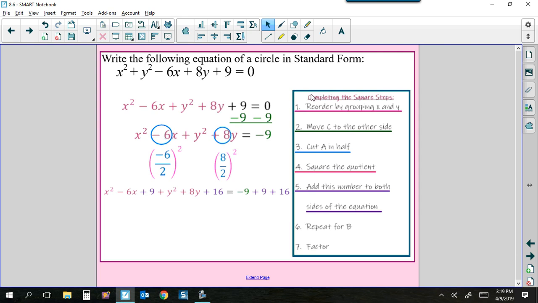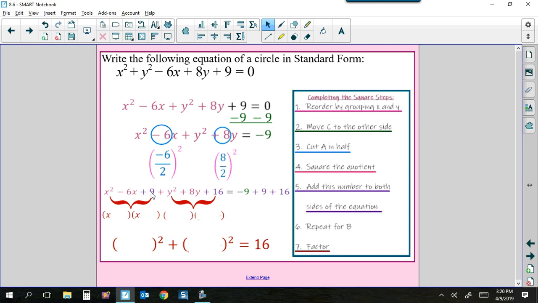After you've gone through and done the first 6 steps, you are ready for the final step. Your final step is that we are going to factor. And you actually have 2 factoring problems. You can factor the x trinomial and the y trinomial. So I made my 2 parentheses here. What times what gives you x squared? X. So we're going to plug an x into the beginning of our parentheses.